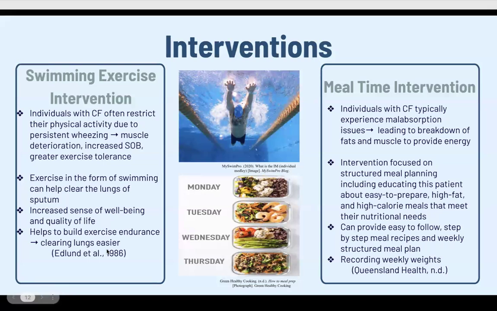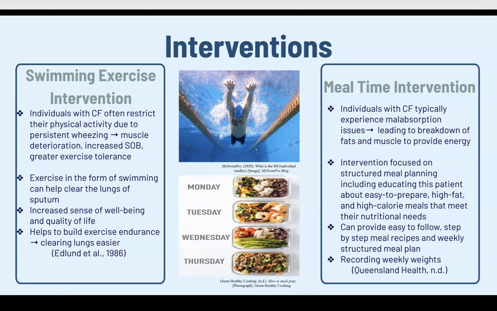So now thinking about some intervention plans, like we mentioned before, it's important for patients with cystic fibrosis to participate in exercise because it helps clear the airway. But on the other hand, individuals with cystic fibrosis often limit their physical activity due to persistent wheezing and coughing. Over time, this can lead to muscle deterioration, increased shortness of breath, and reduction of exercise tolerance. However, incorporating exercise such as swimming can offer some significant benefits for these individuals.